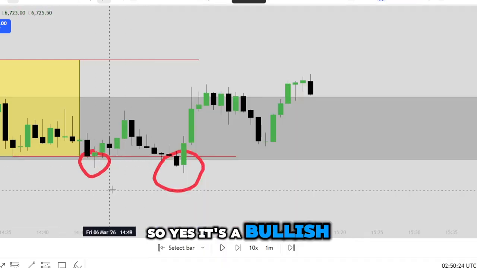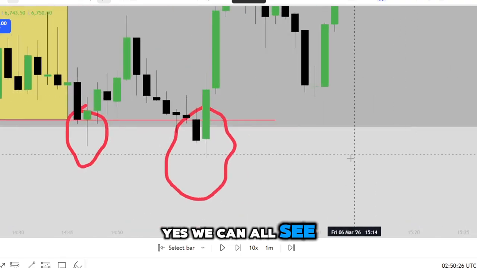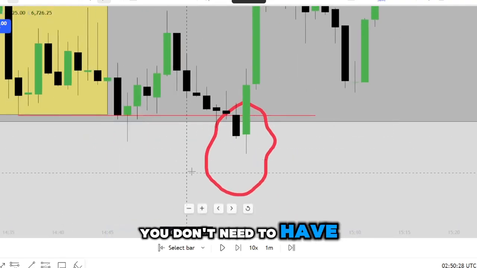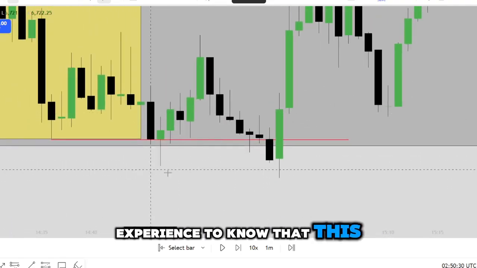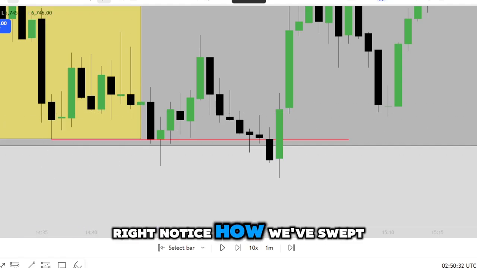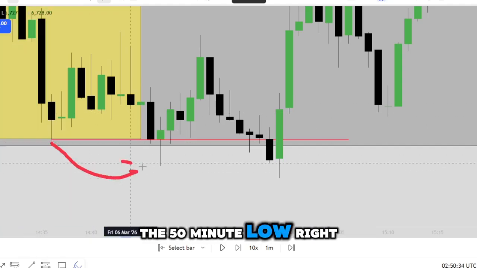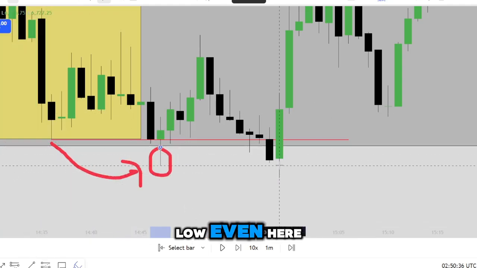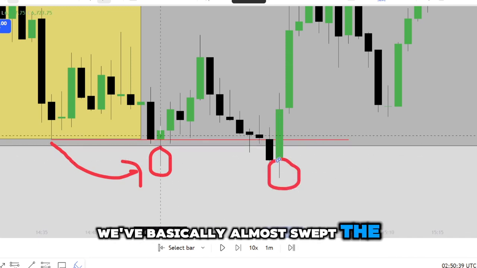Yes, it's a bullish candle. Yes, we can all see it's a bullish candle. You don't need 10 years of experience to know that this is a bullish candle. Notice how we've swept the 50-minute low. We've swept the 50-minute low. Even here, we've basically almost swept the 50-minute low.